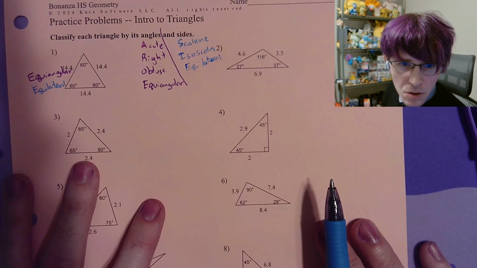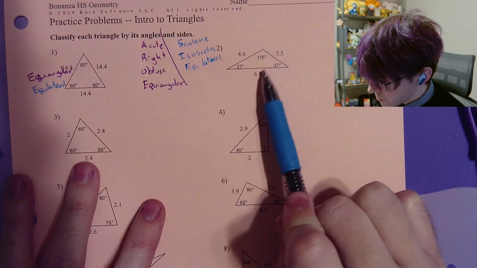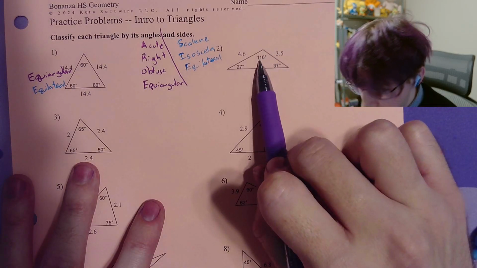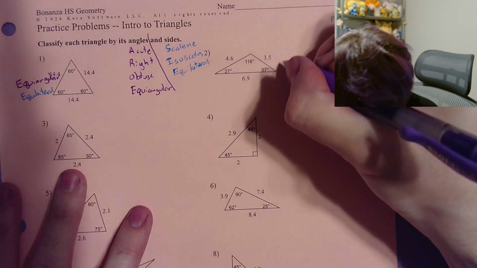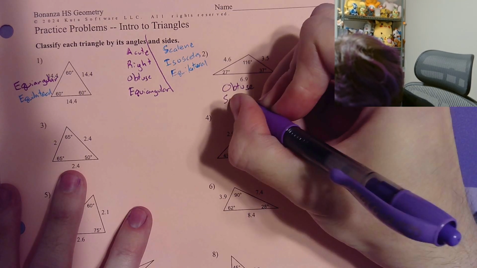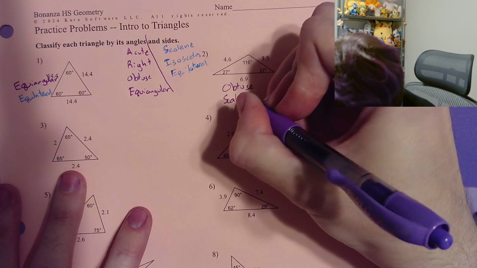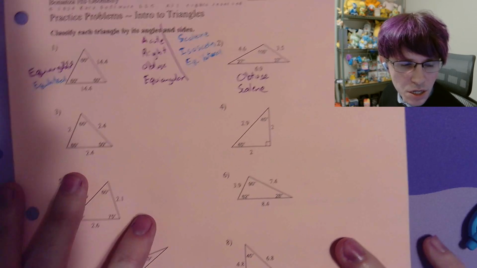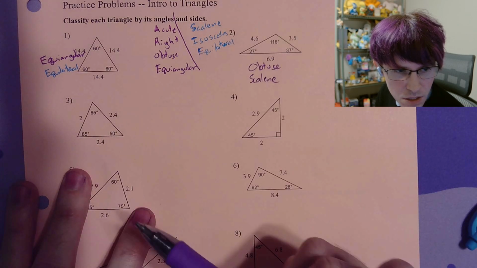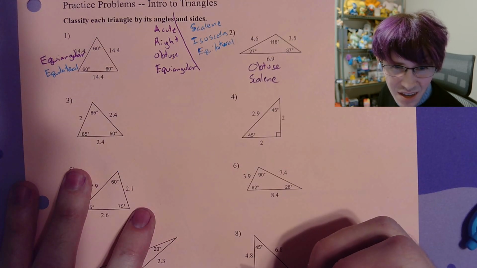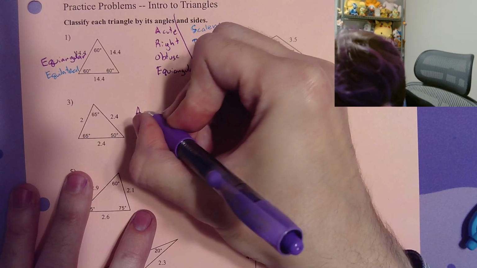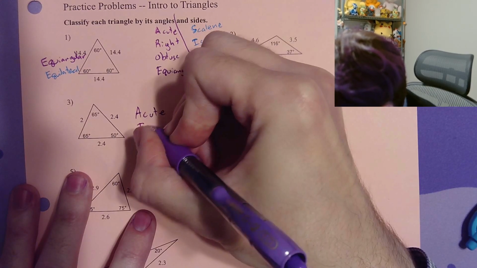Number 2 here. So on number 2, it looks like all 3 angles are different, and all 3 sides are different again. So it's definitely going to be a scalene, and we have that one angle that is bigger than 90. So that's going to be obtuse. Obtuse, scalene. Beautiful. Continuing on this one over here, we have 2 angles that are the same, which means that 2 sides are the same, and all of them are less than 90. So this is going to be an acute isosceles.